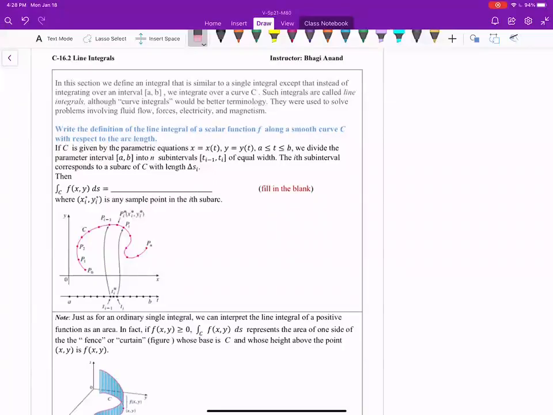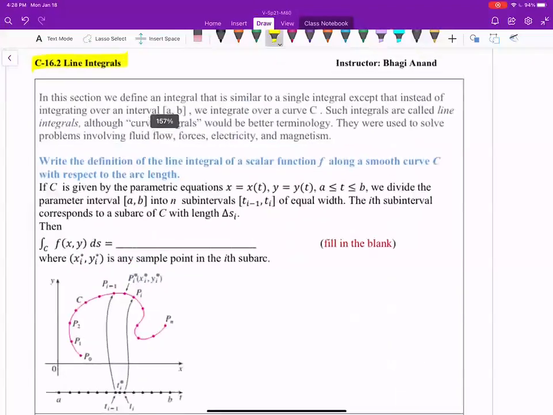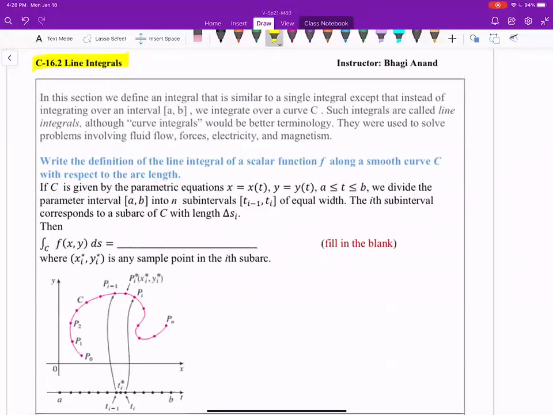Welcome everyone. In this video, I will be covering section 16.2, line integrals. In this section, we define an integral that is similar to a single variable integral, except that instead of integrating over an interval a to b, we integrate over a curve C. Such integrals are called line integrals, although curve integrals would be a better terminology.